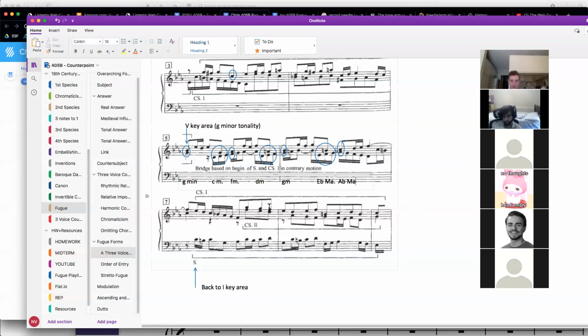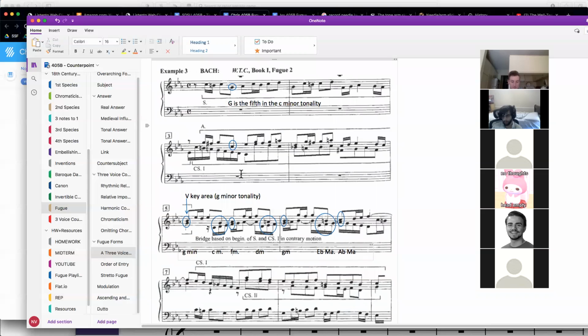So what you really have is you have basically I'm kind of rusty on my sequence definitions, but basically you're descending a third, you're ascending a fourth. You're descending a third, you're ascending a fourth, right? You have the classic sequence. Right? So Bach does this bridge, and it's basically based on the beginning of the subject and the counter subject in contrary motion.